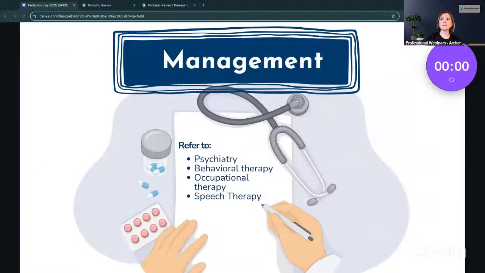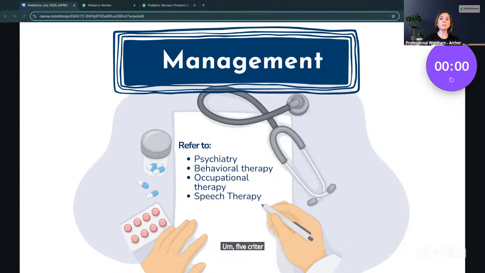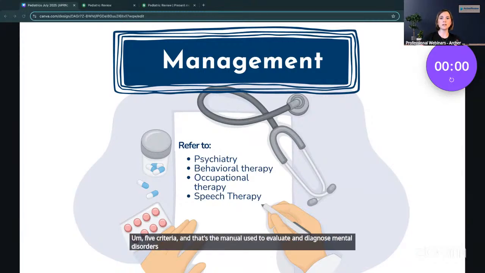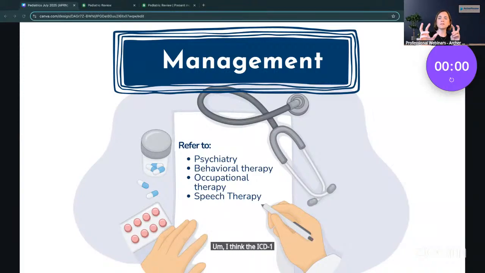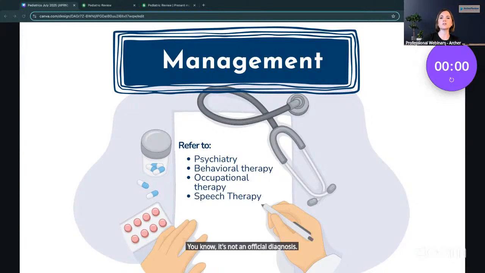All right, and autism is not a diagnosis, so you'll refer these kids to specialists like psychiatrists who will use the DSM-5 criteria, and that's the manual used to evaluate and diagnose mental disorders, to make the formal diagnosis. I think the ICD-10 that I use a lot is kind of like autism spectrum symptoms. It's not an official diagnosis, but they're showing signs or symptoms of it.